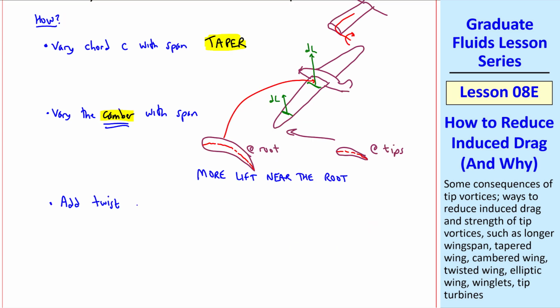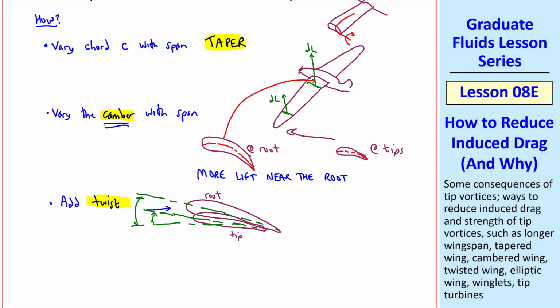Another option is to add twist. Again, comparing the root and the tip, the root has a higher angle of attack than does the tip, again leading to more lift near the root compared to the tip. In most actual aircraft, all three of these occur simultaneously. The wing is tapered, cambered differently from root to tip, and twisted, and all three lead to more lift near the root compared to the tip.